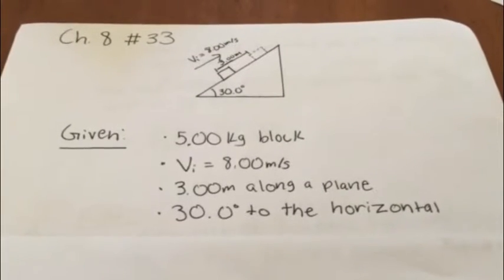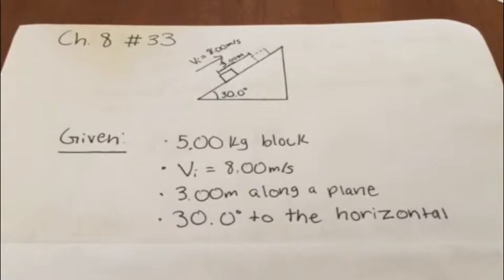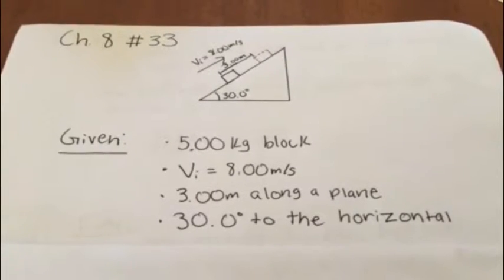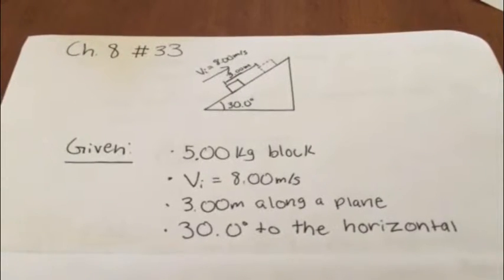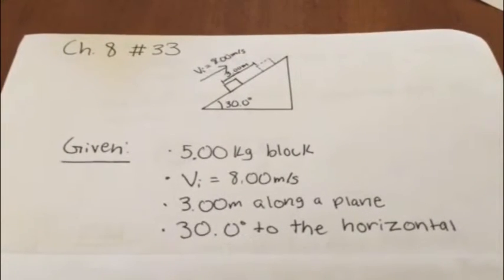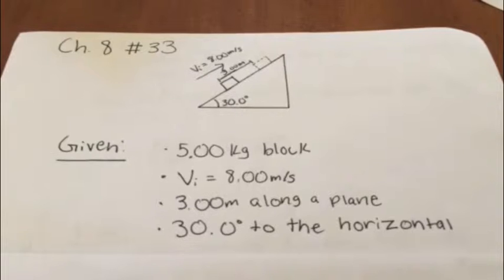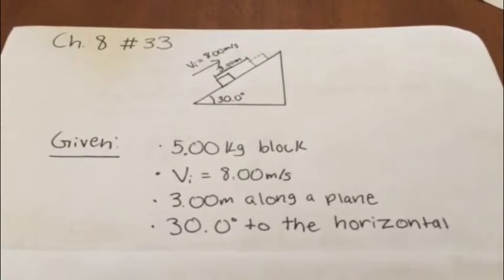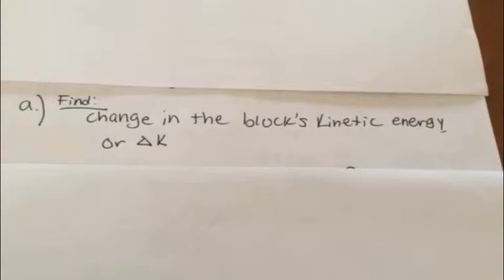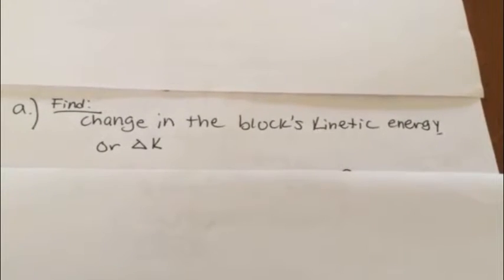Alright, so this is chapter 8, number 33. At the top is the diagram, including all the givens, which are that there's a 5.00 kilogram block. The initial velocity is 8.00 meters per second. It is 3.00 meters along a plane, and the angle is 30.0 degrees to the horizontal. Part A, we are trying to find the change in the block's kinetic energy, or delta K.